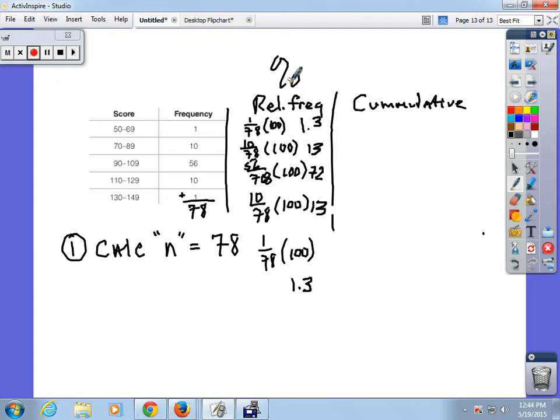Cumulative, you take the first number and you put it over here. And what's 1 plus 10? And what's 11 plus 56? And what's 67 plus 10? And what's 77 plus 1? You see why I needed to just show you an example, because an example will show you how to do it.